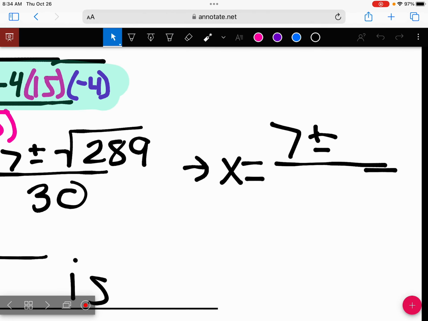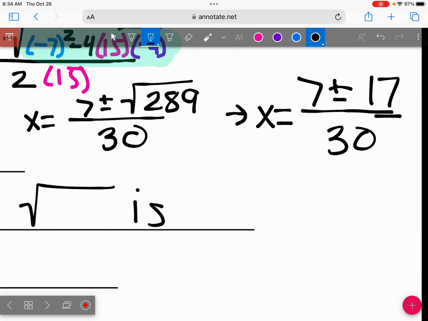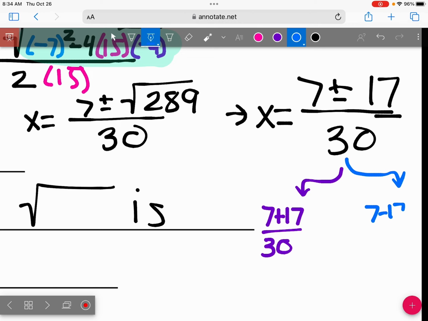So 7 plus or minus 17 over 30. And that we can get actual numbers for. So we're going to split it. We're going to do the plus and the minus. 7 plus 17 over 30, and 7 minus 17 over 30.